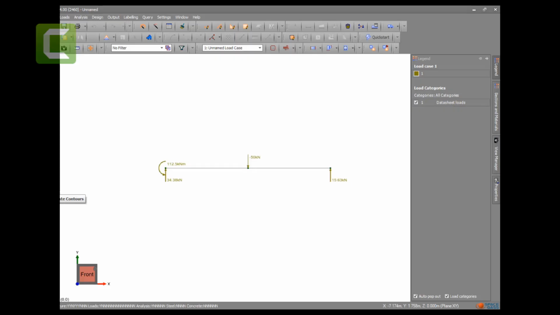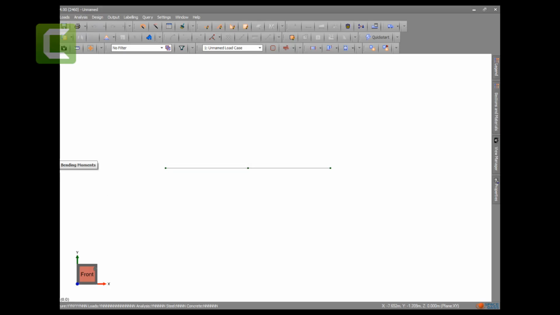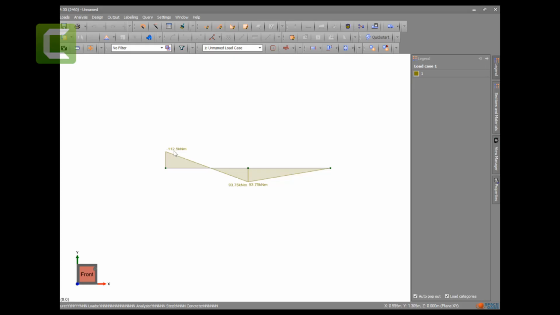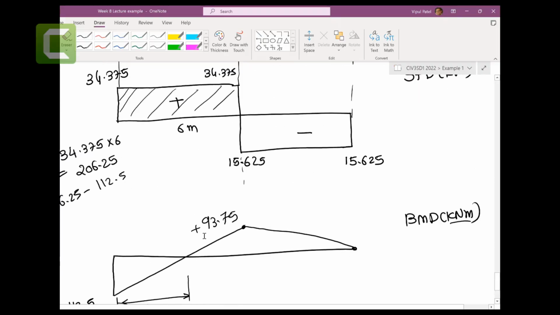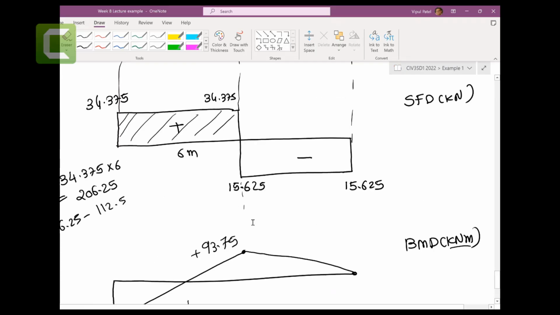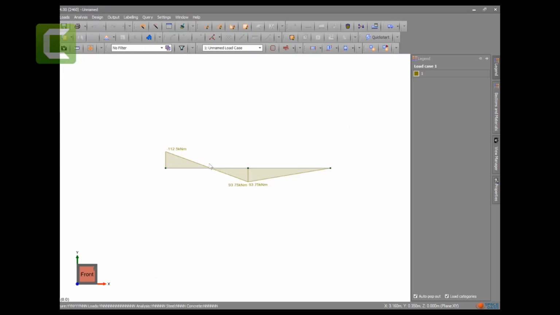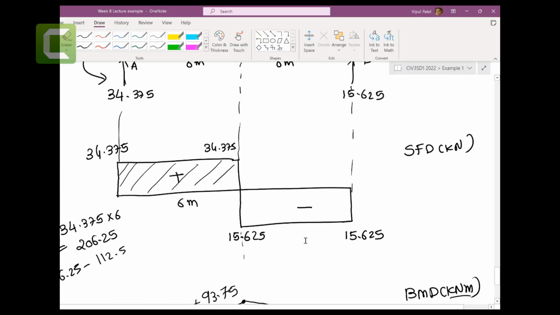Now, if you want to draw the shear force and bending moment diagram, you want to turn off this loading, that is the bending moment diagram. So 112.5, 93.75. Upside down, you remember from concrete beams and steel beams. So 93.75, 112.5, and that is 0. All right, so that's good. Now, shear force diagrams, 34, 15. So 34 and 15. So you got everything there.